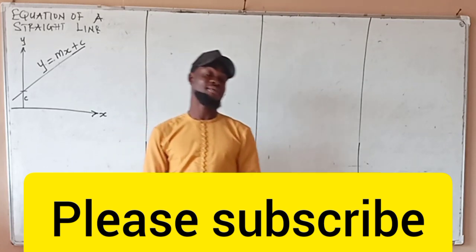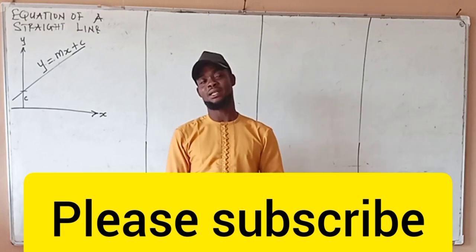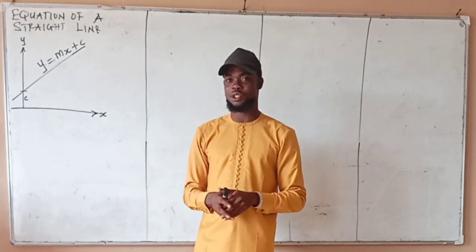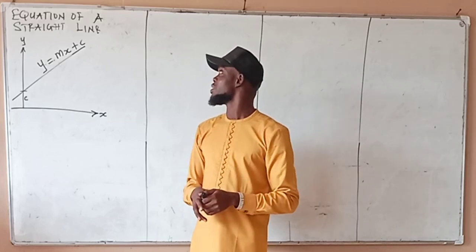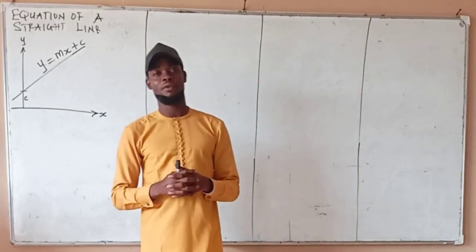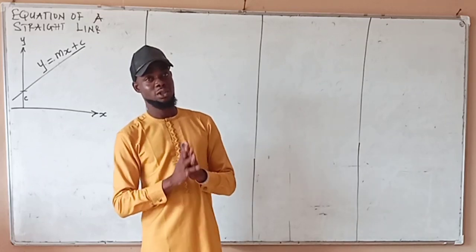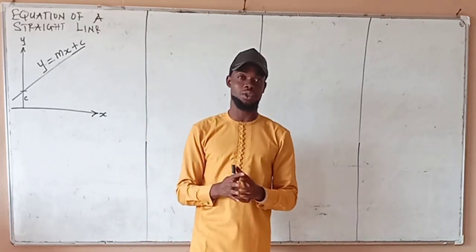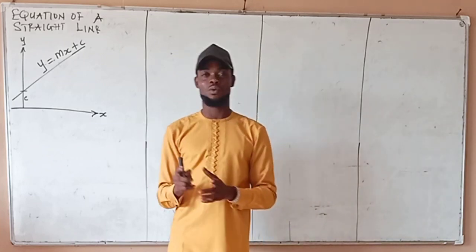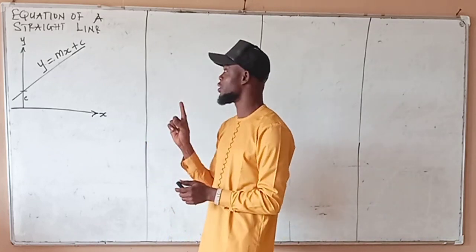Today we are looking at a very lovely topic in mathematics, and it is from coordinate geometry, which is the equation of a straight line. How do we resolve the equation of a particular straight line? When a polynomial equation has a degree of 1, we call it the equation of a straight line, where the highest power of the unknown is 1.